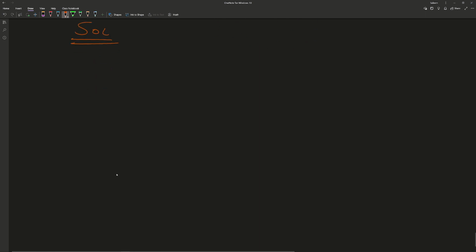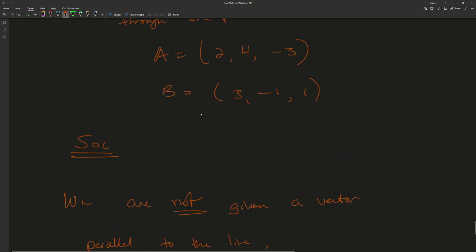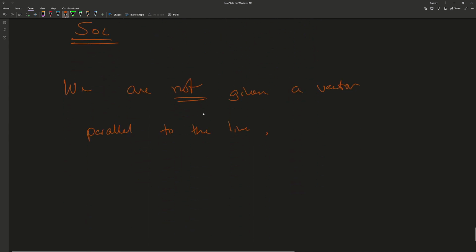So you could say here, we are not given a vector parallel to the line. But we can find it, because the vector v, if we take the points A, B here, then we could find AB. So we can find AB, this vector here.